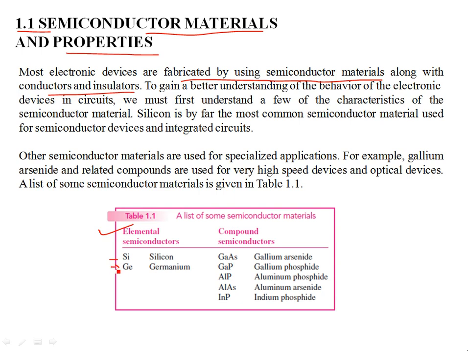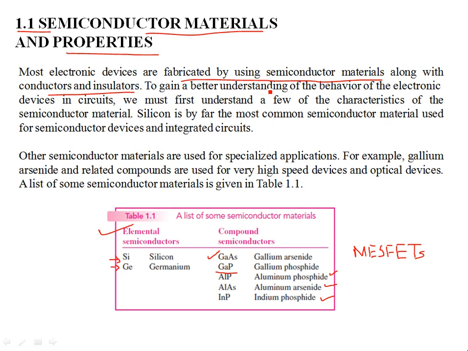So we don't have just the elemental semiconductors like silicon or germanium. We have compound semiconductors as well. For example, in optical devices, or for high switching applications, you can have gallium arsenide. For example, you will see it in transistor structures, in metal semiconductor field effect transistors, in radar applications or in gigahertz applications, where fast switching is required. Similarly, you can have gallium phosphide based semiconductors. You can have aluminum phosphide, aluminum arsenide, and indium phosphide.